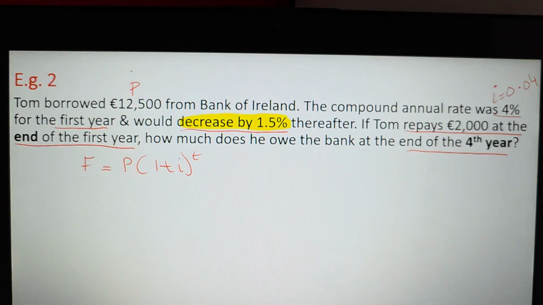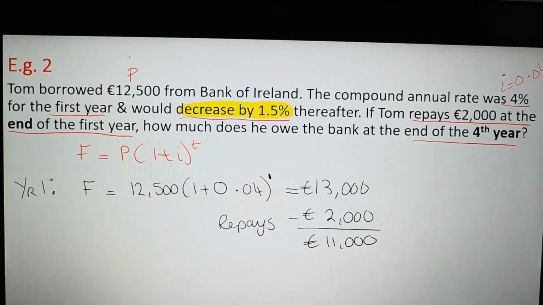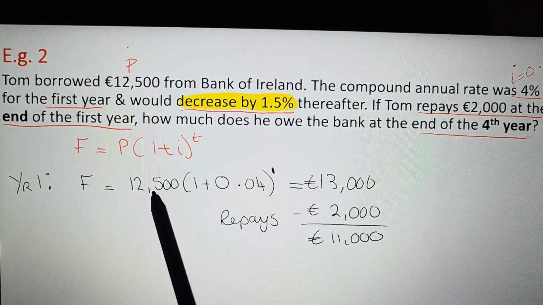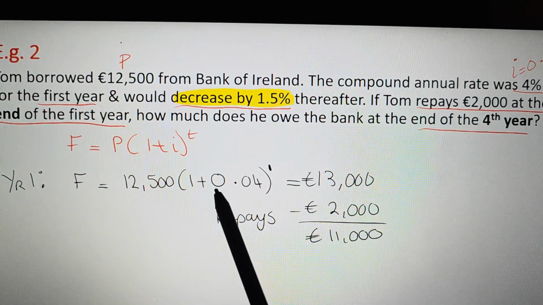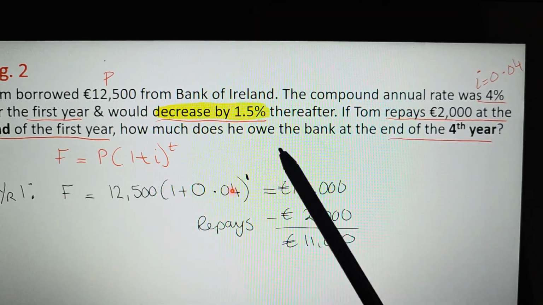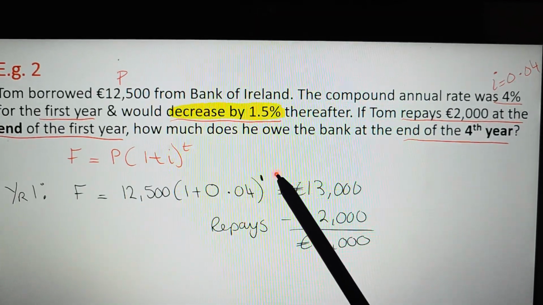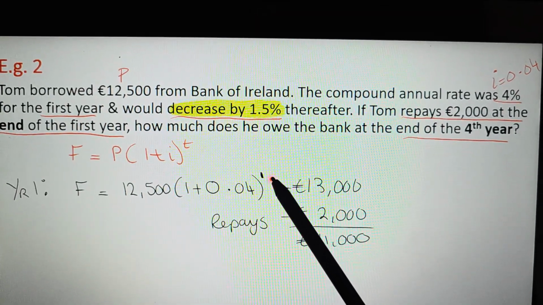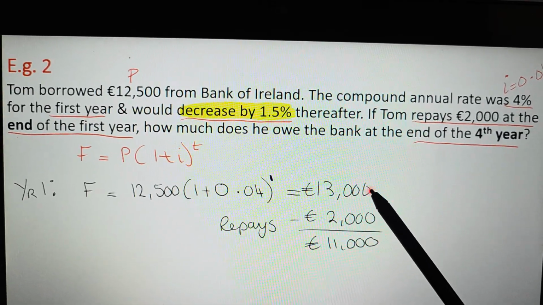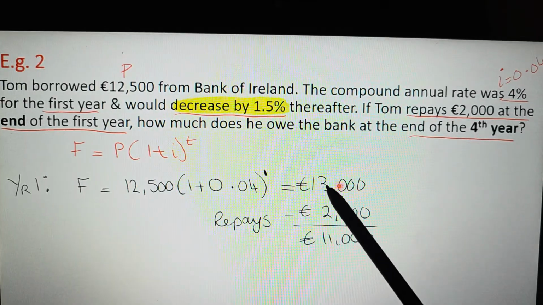So here's my compound interest formula. So for year 1, the final value would equal, he borrowed 12,500 multiplied by 1 plus the interest rate for year 1 was 0.04 as a decimal to the power of 1 year, because we're only doing it for year 1, so that's 1 full year. That gives me €13,000. That is the value of his loan at the end of the first year. So this is what he owes the bank.